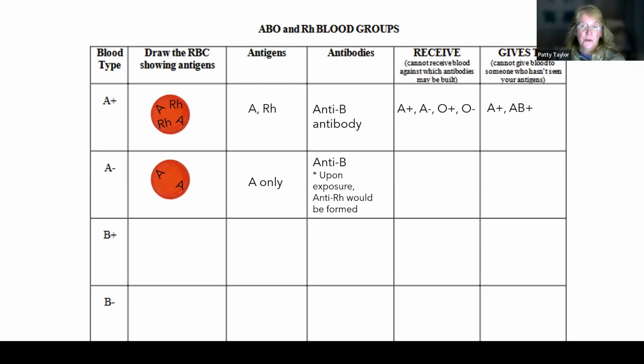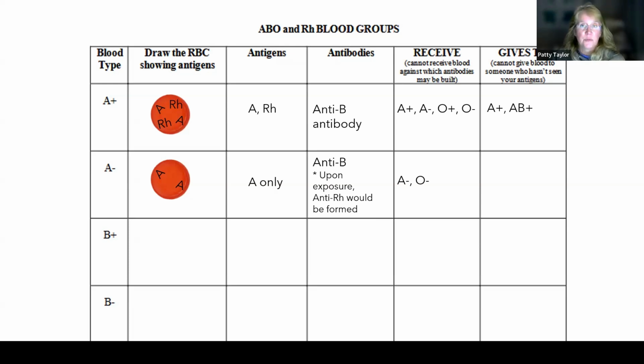So if you need a transfusion, you can receive your own blood type, A negative. You can also receive O negative. O negative, you're going to see quite often. It is the universal donor. That means it donates to everyone.